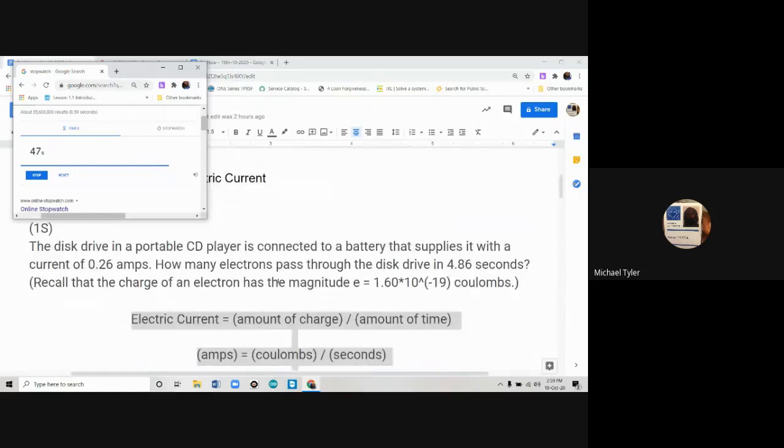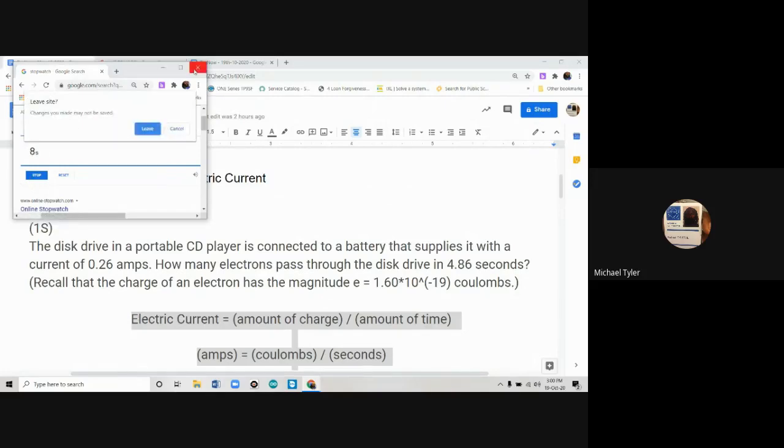So the problem is, we didn't get a chance to read it, but it's almost 3 o'clock and there's a lot of steps to this. The disk drive in a portable CD player is connected to a battery that supplies it with a current, I, of 0.26 amps. How many electrons pass through the disk drive in 4.8 seconds? That's the question. It says also recall that the charge of an electron is a magnitude of E equals 1.6 times 10 raised to the negative 19 coulombs. So that's an extra note.